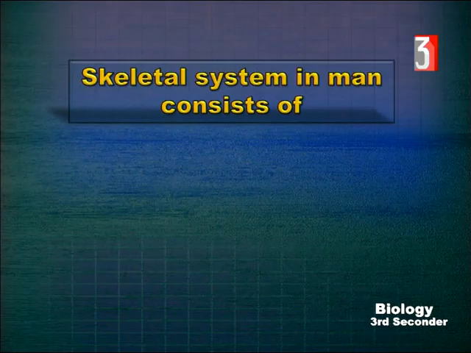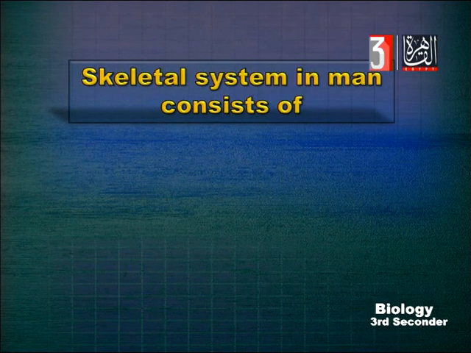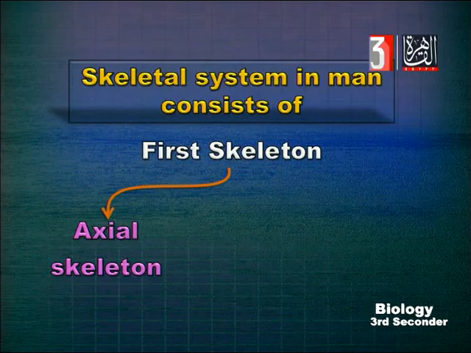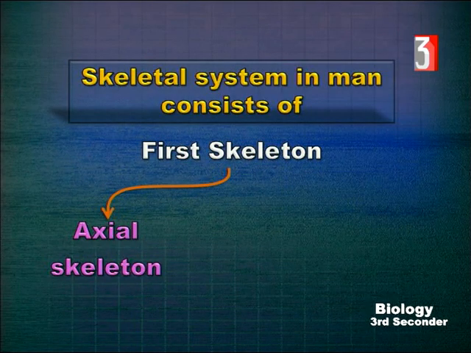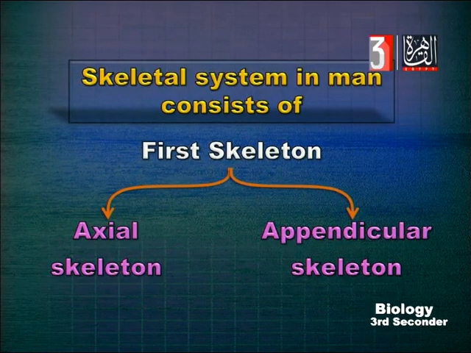Also, regarding the skeletal system in man, you need to understand and study the composition and structure of the skeletal system in man. Skeletal system in man consists of, first, skeleton. The skeleton is two types: axial skeleton, main skeleton, can't live without it, and appendicular skeleton, helps the human to move. Again, skeleton, two types: axial skeleton and appendicular skeleton, both present in human.